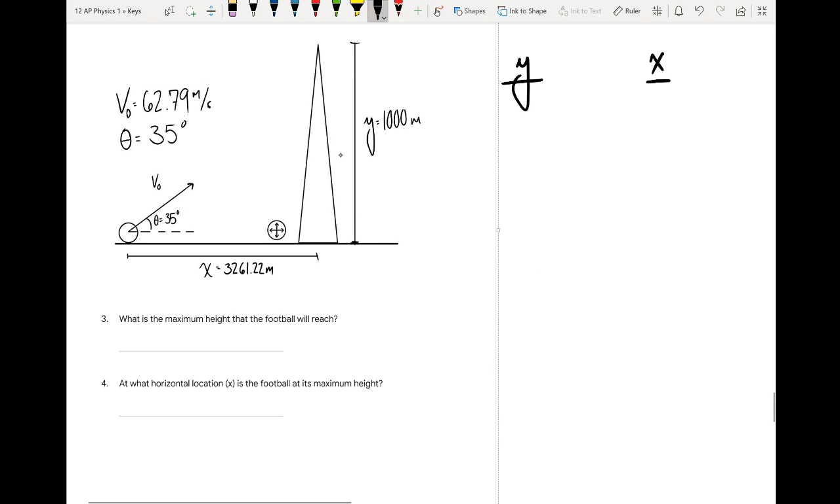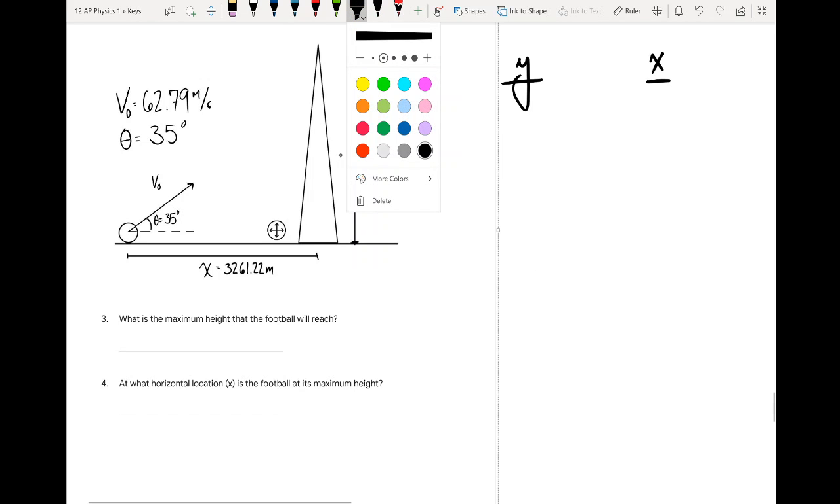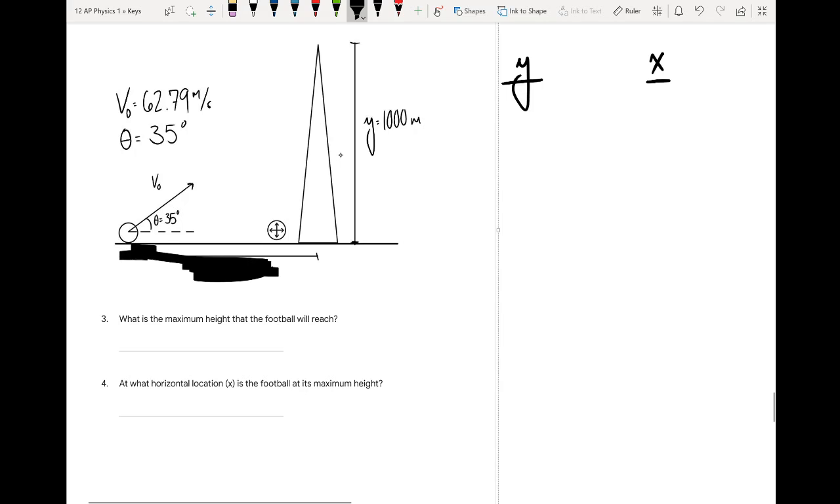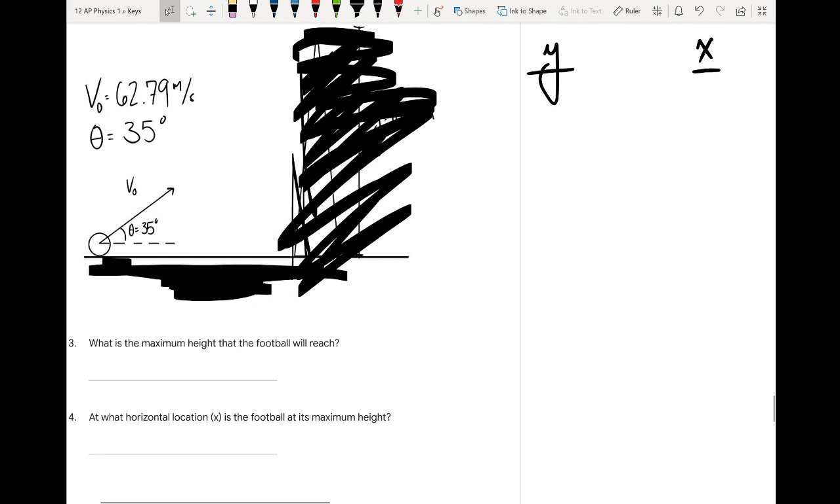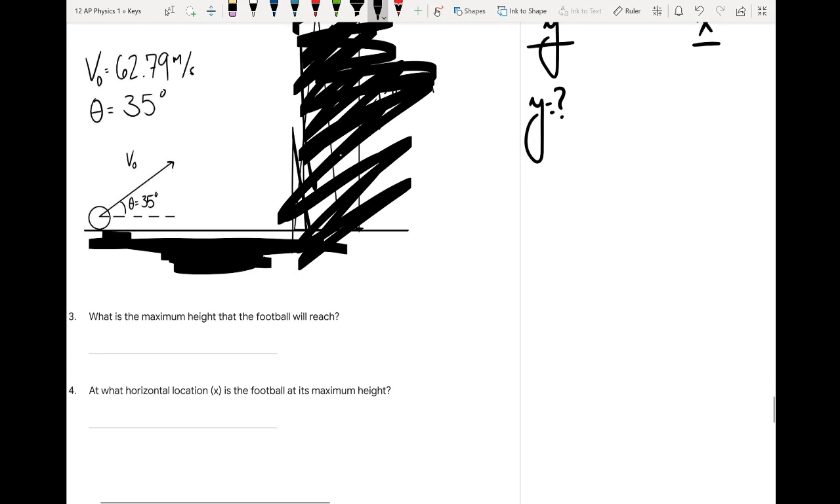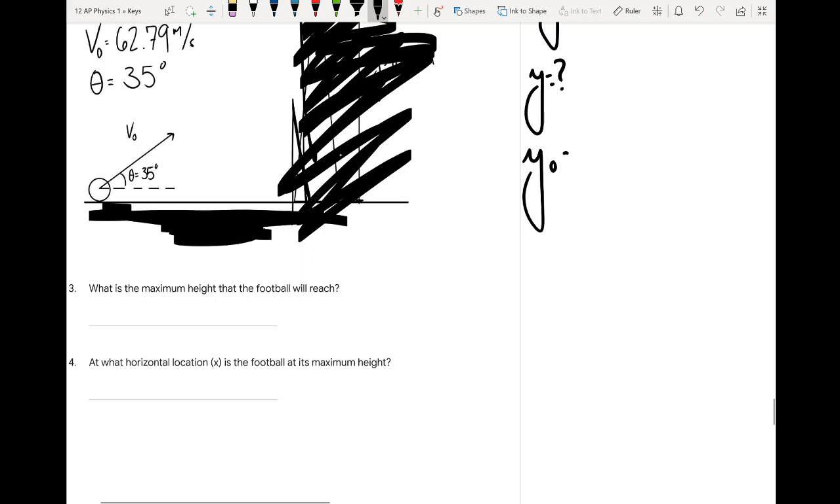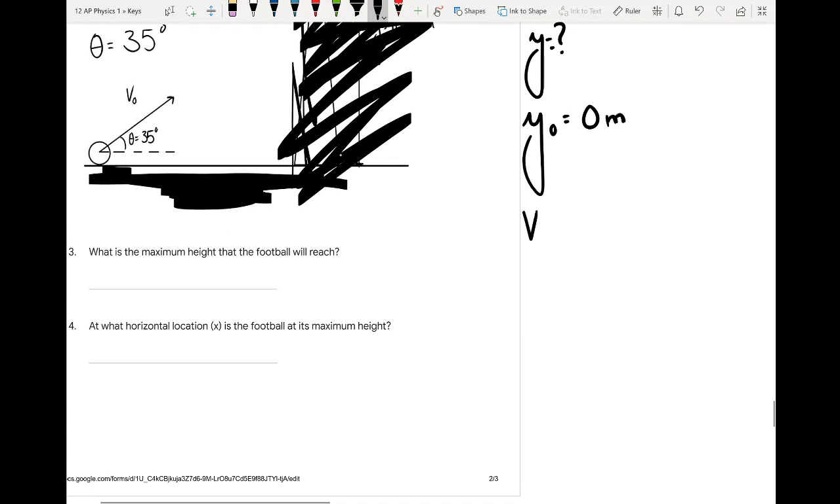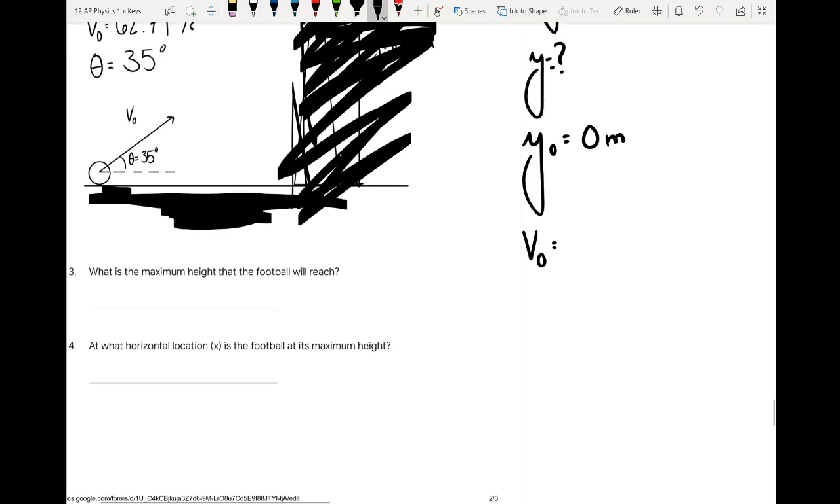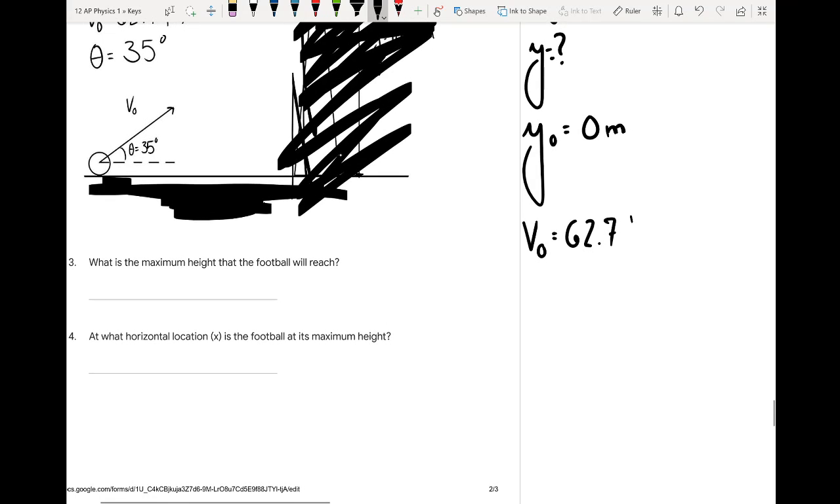So for right now, all these numbers are kind of worthless because this is what he needs to get to, but it's not necessarily what he will get to. So this right now is unnecessary. We just need to look at the actual parameters of his throw. So in the y direction, we know that he is going to reach some sort of height, which is what we want to find. We know that his y naught is just going to be 0 meters. He's throwing from the ground. We know that his v naught is equal to 62.79 meters per second.